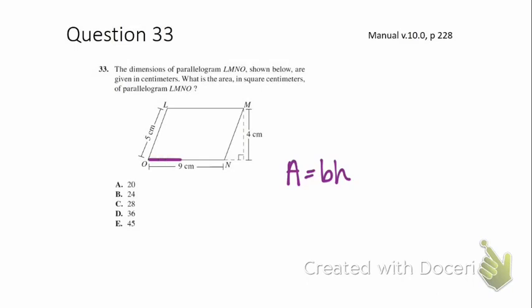The base is going to be the bottom length, so 9. The height is the distance from the top to the bottom, which they give us, that's 4. Be careful because that 5, that slanted length, you don't need when you're finding area. So 9 times 4 is 36.